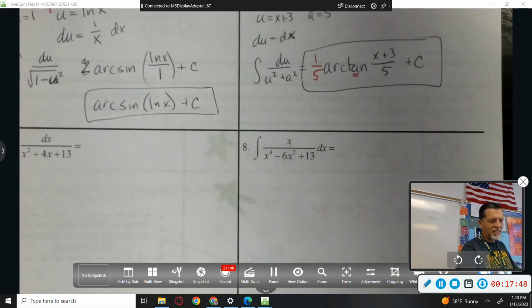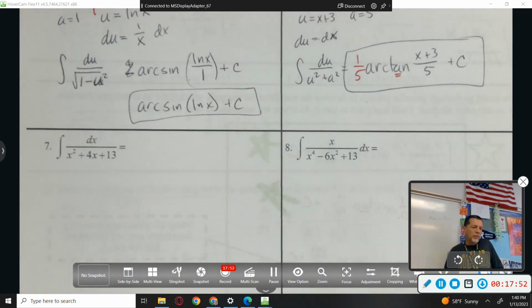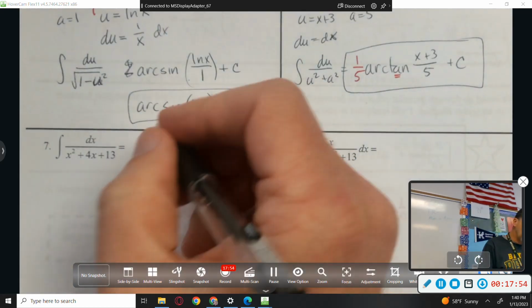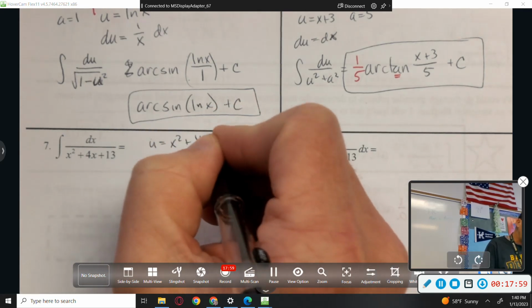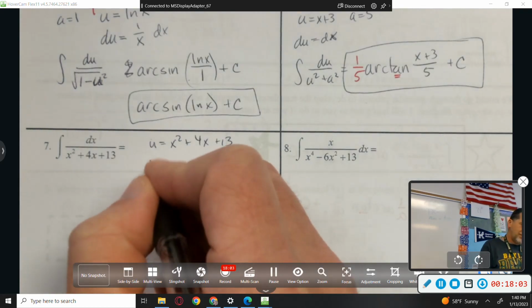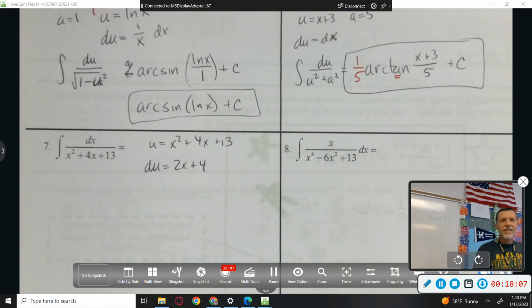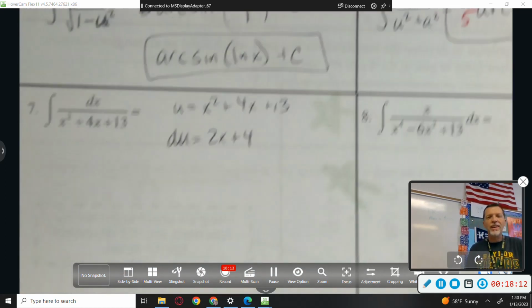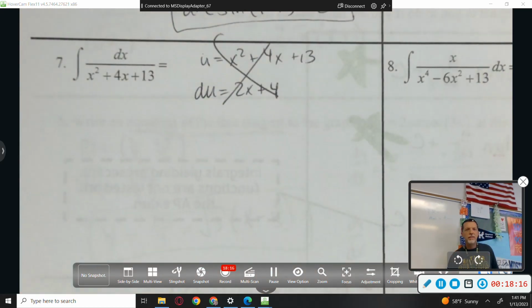Number 7. When you first see number 7, maybe the first instinct is to let u be the denominator, because we've done that before. But then du is 2x plus 4. And right, I can't add a 2x plus 4 in the top. That's not allowed. So that doesn't work. Probably the first attempt for most students, though.